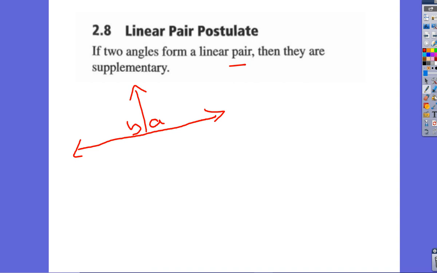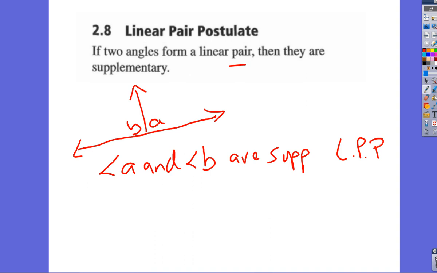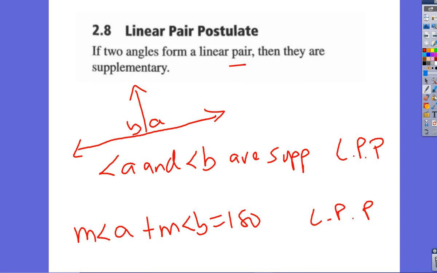You can introduce it when you are trying to show that two angles are supplementary. So let's just simply say that you have angle A and angle B. You can introduce it to say that, hey, angle A and angle B are supplements or supplementary. And you can say that by the linear pair postulate. But you could also say that, hey, the measure of angle A plus the measure of angle B equals 180 degrees by the linear pair postulate.